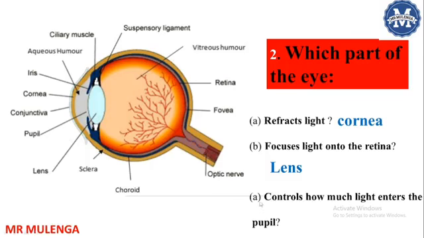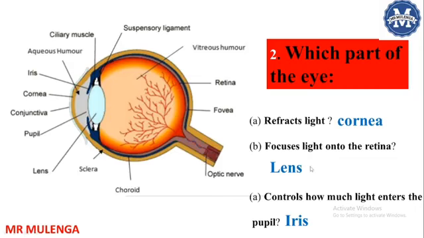Okay. Then here we have the question C. Which part of the eye controls how much light enters the pupil? Or this one can be rephrased to say which part of the eye controls the amount of light that enters the pupil. So the part of the eye that controls the amount of light that enters the pupil, it is called the what? The iris. It is called the iris, this part right here. It controls the amount of light that enters the pupil, this pupil which is just right here. Okay, so our answer here is what? Iris. So we have answered our question 2.